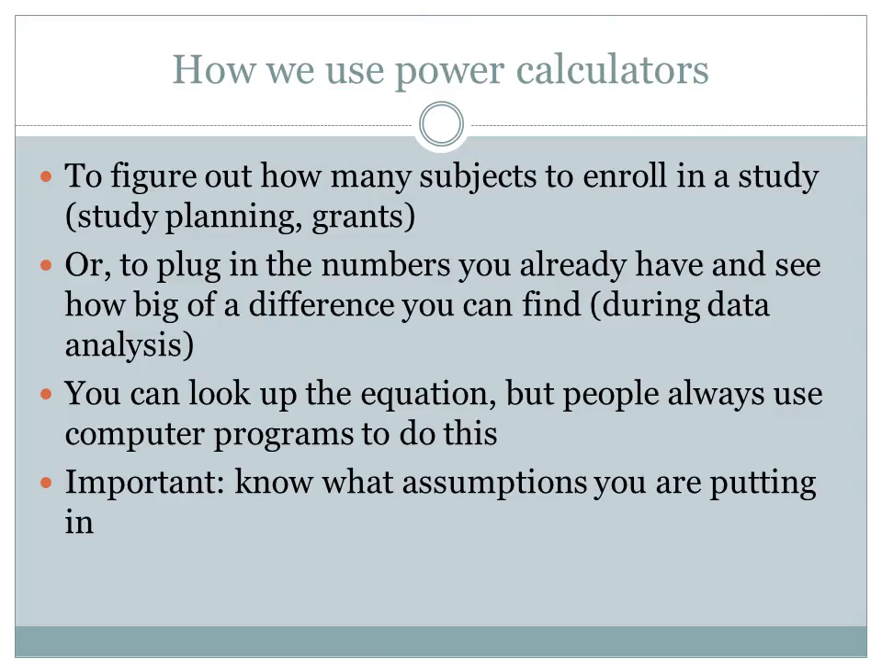Most people use these power calculators to figure out how many subjects they need to enroll in their study. But in some studies, when you know how many subjects you have, you can play with it a little bit and say, what's the smallest difference that we have power to find? So this is how we use them. We figure out how many subjects to enroll in a study, and I use this all the time for writing grants and figuring out how big the study needs to be. Or you can plug in the numbers you already have and see how big of a difference you can find.